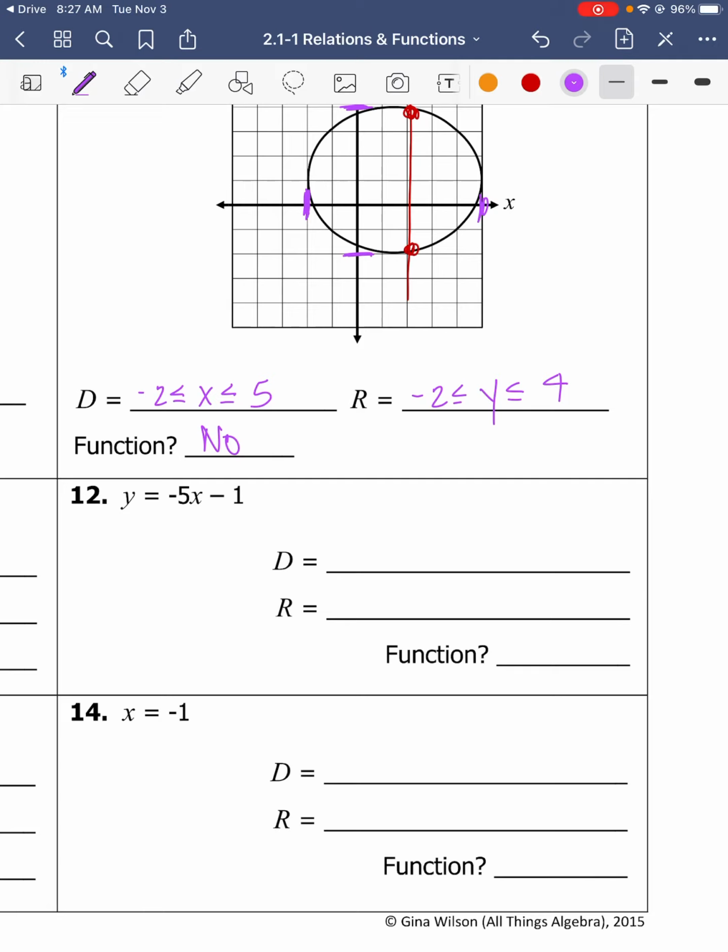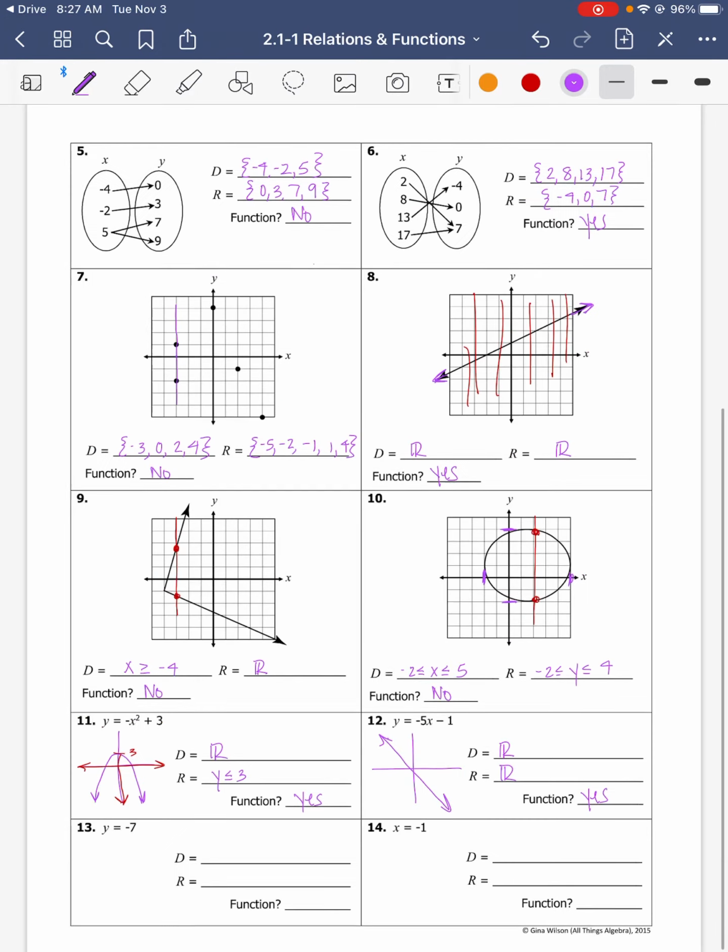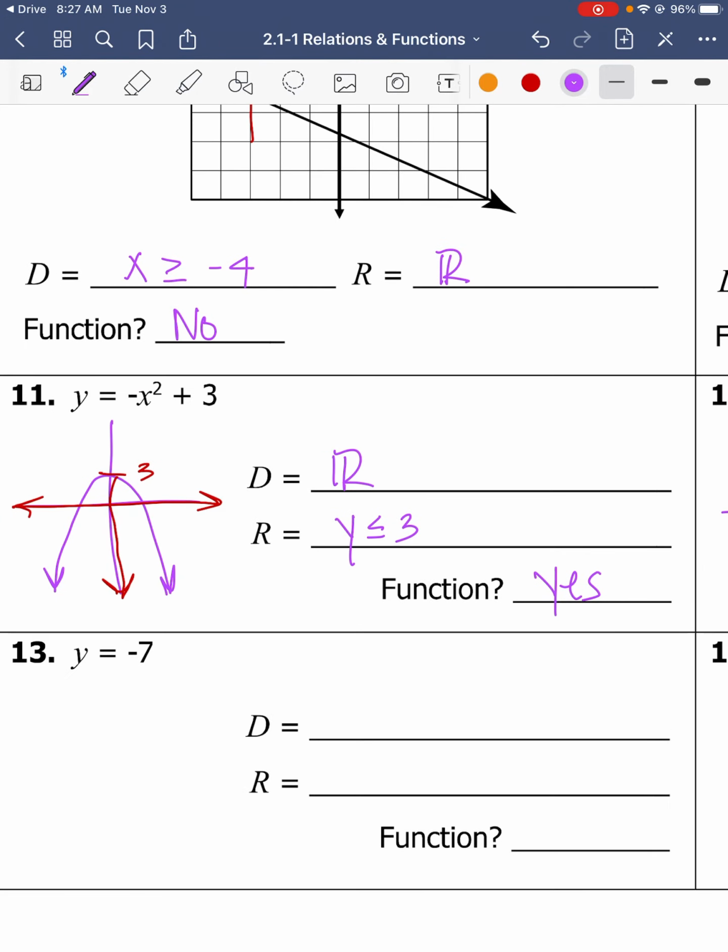And number 12 here, same thing. Let's graph this on the calculator. -5x minus 1. This is a linear line, and it looks like this. Oh, it goes through. Does it go through the origin? It does not. It goes right under. Okay, so you can see here that our arrows extend up and to the left forever and down and to the right forever. So we cover all x values, and we also cover all y values, and it passes the vertical line test. So yes, this is a function.